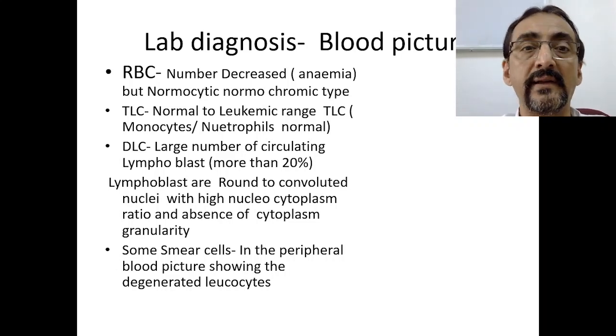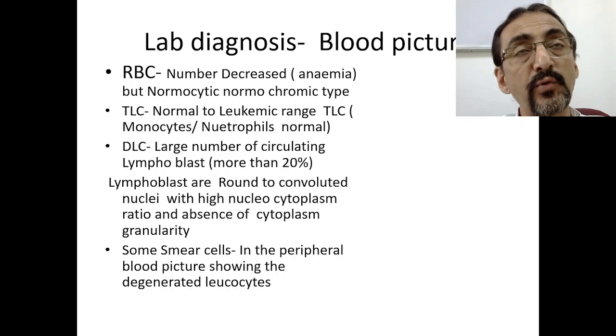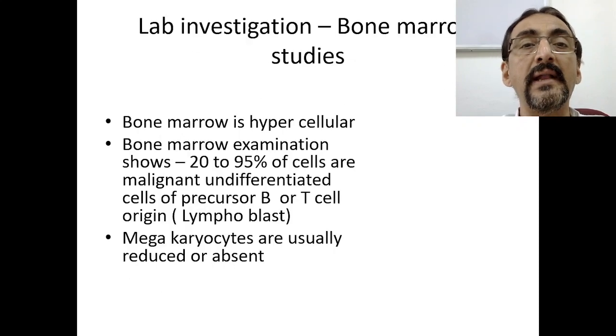So TLC, normal to leukocytic range will be there. Monocytes, neutrophils may be normal, but the leukocyte count will increase. DLC: a large number of circulating lymphoblasts, more than 20%, will be seen. Lymphoblasts are round with convoluted nuclei, a high nucleocytoplasmic ratio, and absence of cytoplasmic granularity. Some smear cells in the peripheral blood picture, showing degenerated leukocytes, may also be seen.